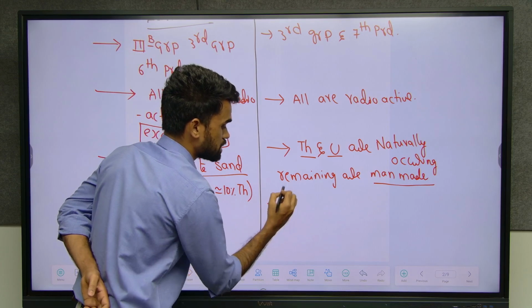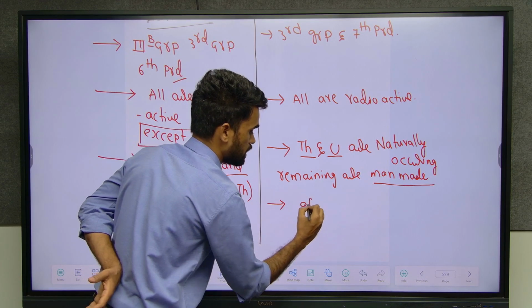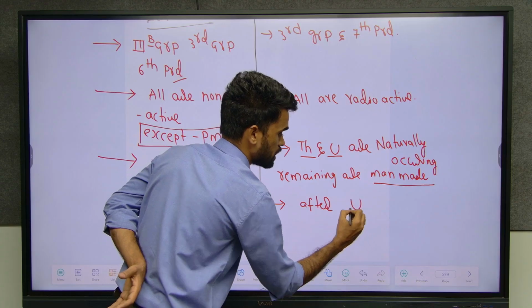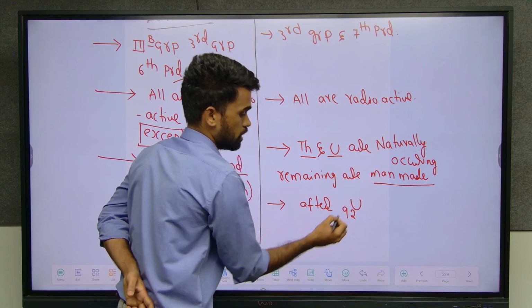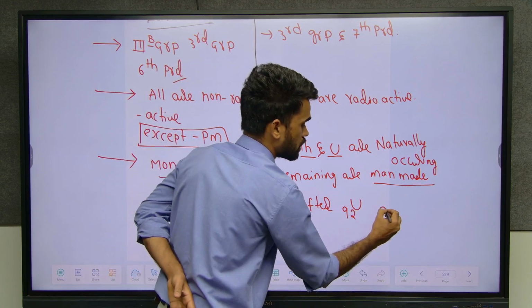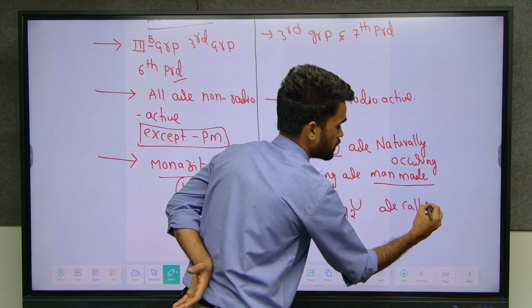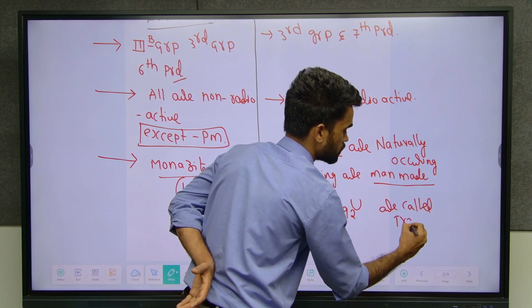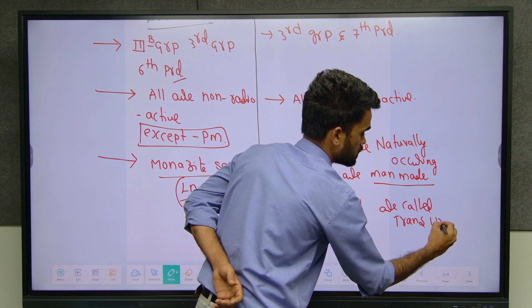Next, the elements after uranium. What is the atomic number of uranium? 92. Elements after uranium are called what? Transuranides.